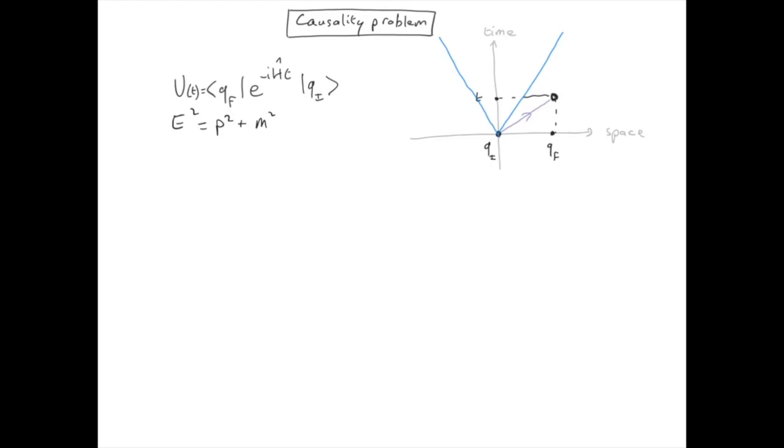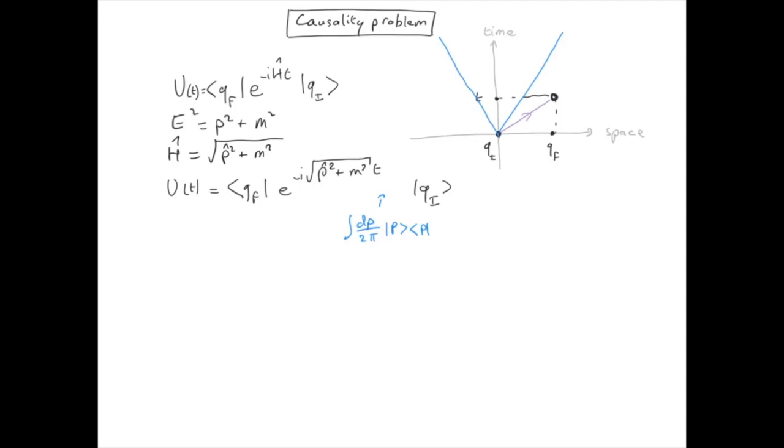So the Hamiltonian corresponding to the energy for a relativistic system can be written as H equals the square root of the p squared operator plus m squared. Now substituting into the expression for the amplitude, we get, as before, we insert the completeness relation in the momentum basis.